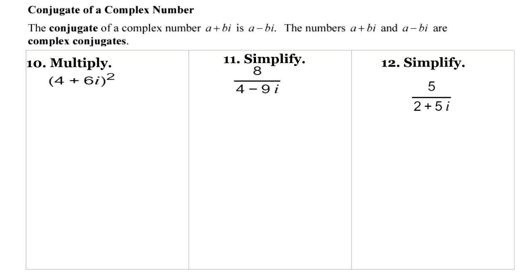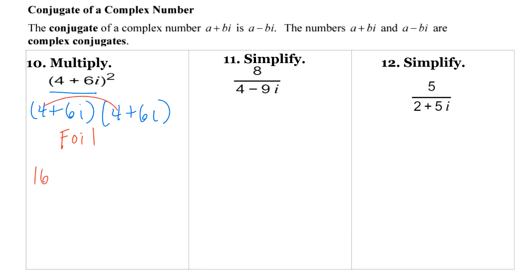So we are just multiplying it by itself. So we rewrite it out twice, exactly the same as it is written: 4 plus 6i. So we just write that twice. And then you just FOIL. So 4 times 4 is 16.